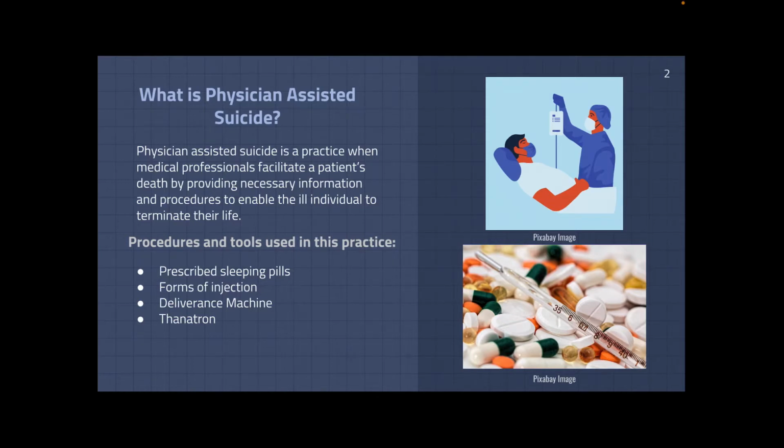And these bullet points give information on the different procedures and tools used within this practice. So this practice can be carried out by taking a lethal dose of sleeping pills or through a lethal injection. As for the equipment, a deliverance machine is a laptop computer connected to a syringe that allows a person to self-administer the drug, and a thanatron was developed to mechanically deliver drugs through an IV.